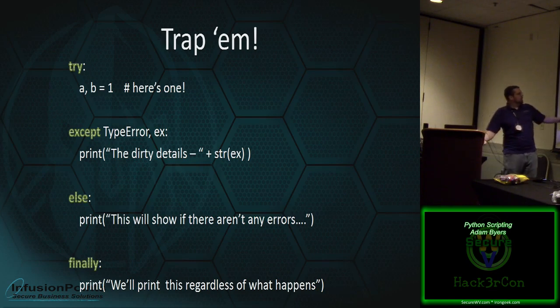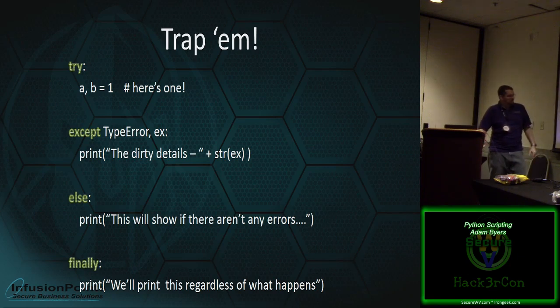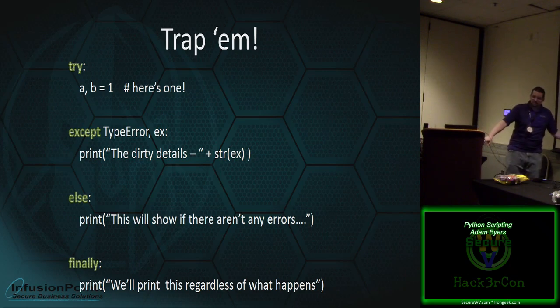You know? So if it gets all the way through that try block, this is going to show up. This will show if there aren't any errors, right? So if you throw an else in there, that means that no errors occurred in your try block. Finally, this happens regardless.